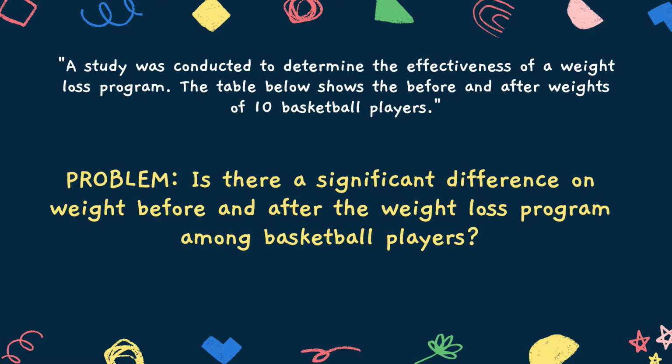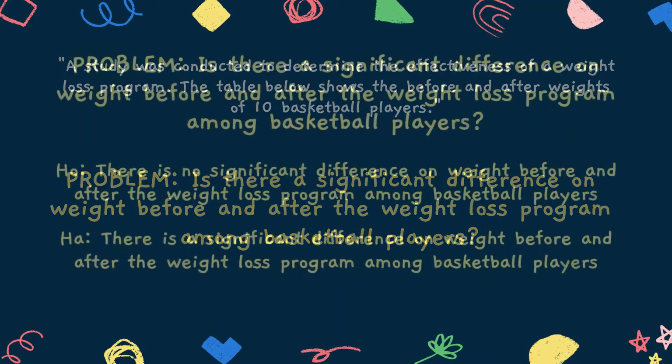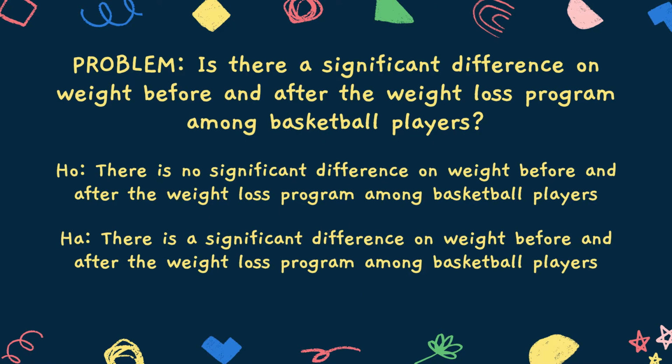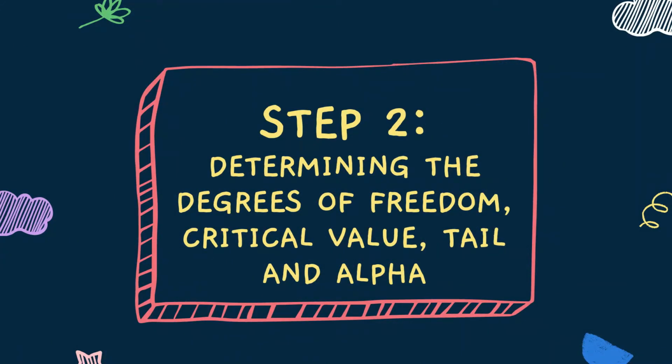After formulating the problem, we can now formulate our hypothesis. For the null hypothesis, it would be there is no significant difference on weight before and after the weight loss program among basketball players. And for the alternative hypothesis, it would be there is a significant difference on weight before and after the weight loss program among basketball players. Once we are done formulating the hypothesis, we can proceed to step 2, which is determining the degrees of freedom, critical value, tail, and the alpha.